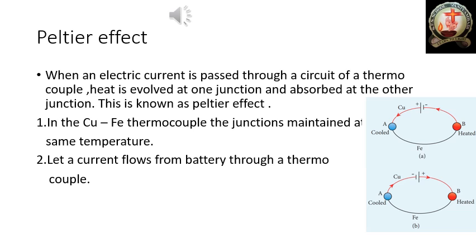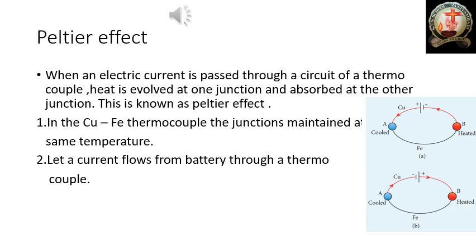This is the first point we can remember in our diagram. Copper ferrous thermocouple. The junctions are maintained at same temperature. So you have to consider that blue color junction A and a red color junction B both are maintaining same temperature.